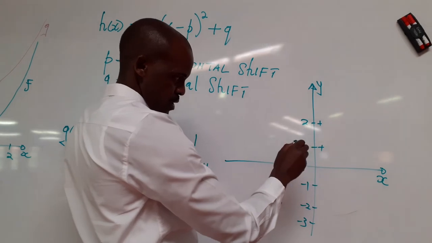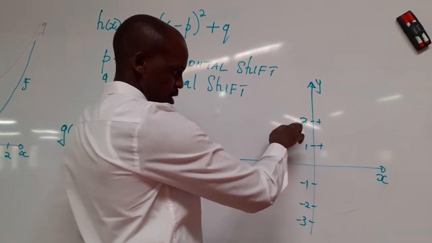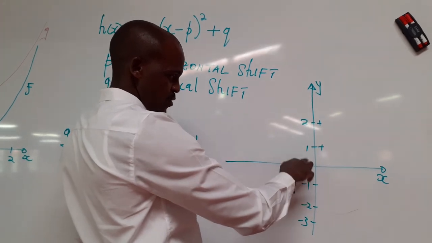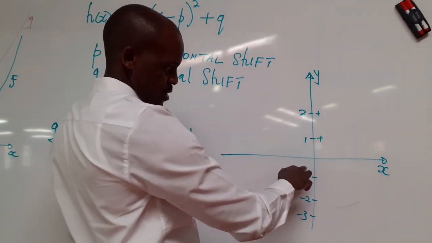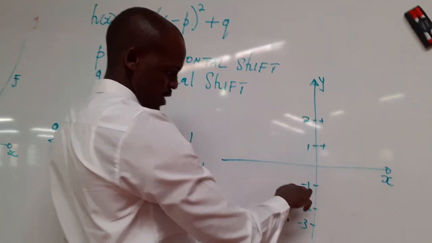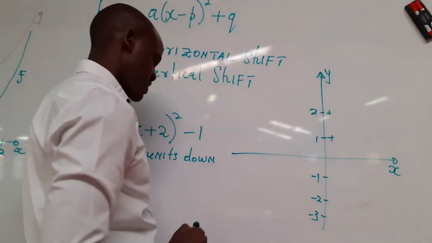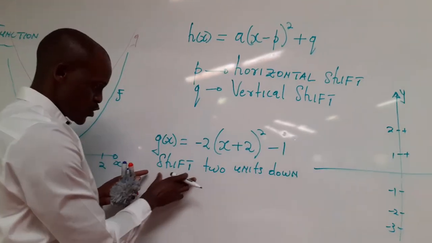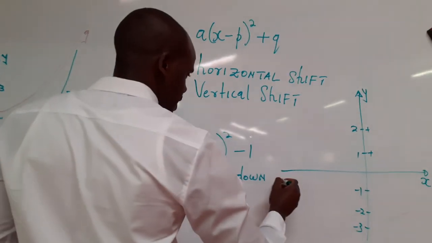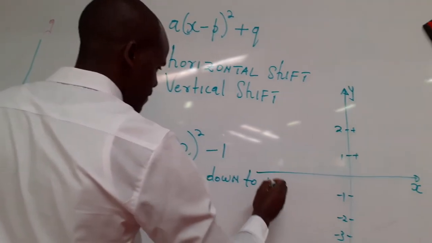When you go down, it's 2. Going down, you subtract. 2 minus 1, 0, like that. Going down, you subtract. Same thing here. If you are to shift this graph 2 units down to form the function of f.